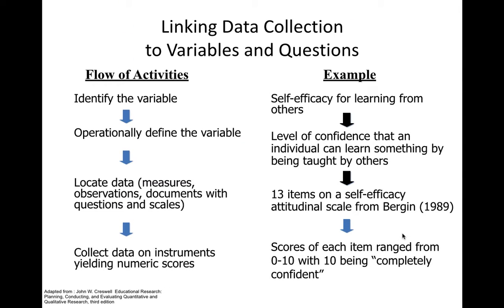And then you collect data using the instruments, and it yields numeric scores. So you give it to your sample of students, pre-service teacher educators, and you want to find out how their self-efficacy changes after they have been exposed to another individual, once they have learned from others. And so the scores of each item range from 0 to 10, with 10 being completely confident. So this is how you link data collection with your variables and with your questions.